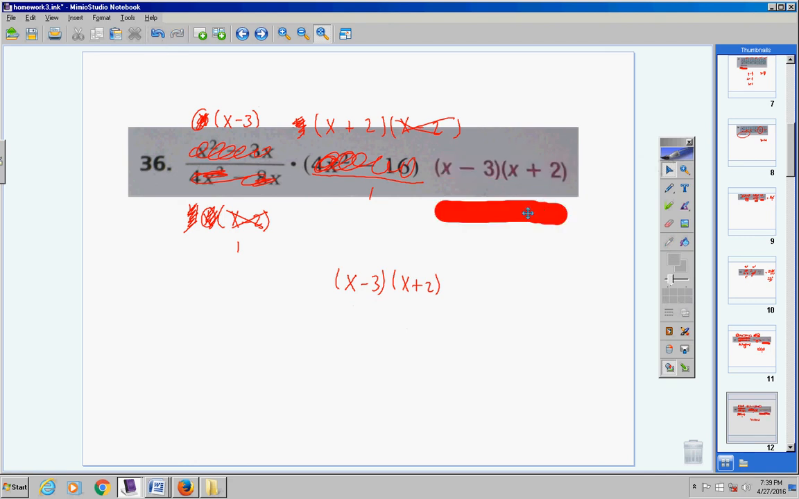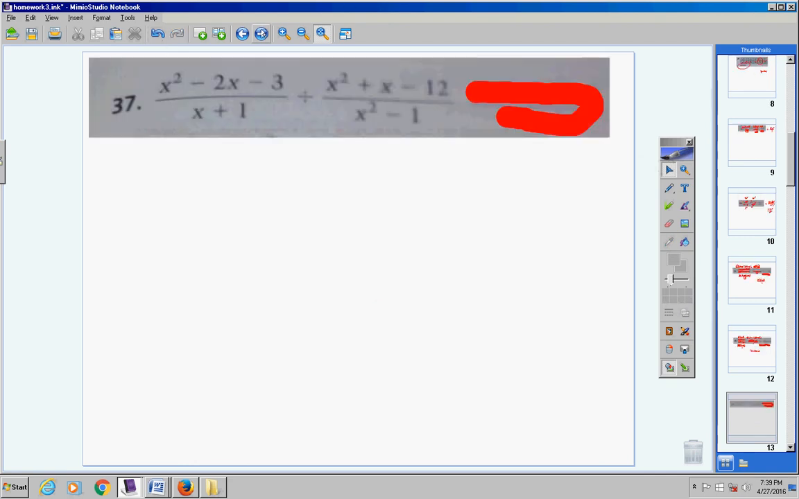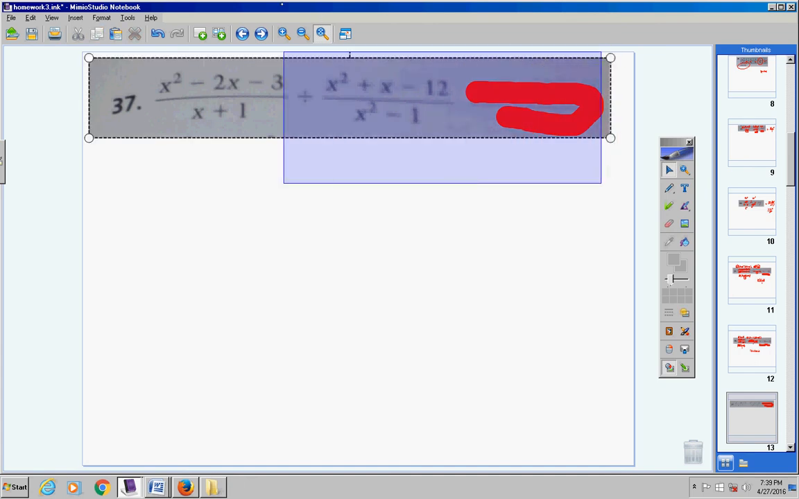Alright, moving on to 37. Now here we're dividing, so don't forget we are going to have to flip the second fraction, okay? We are going to have to do that eventually. So understand that.